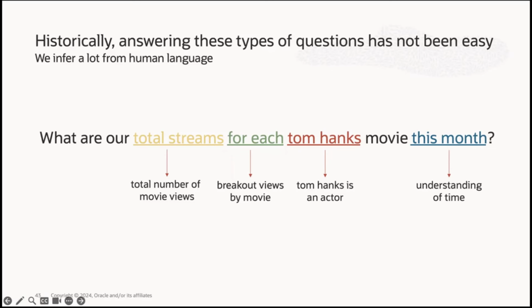So we would ask something like, what are our total streams for each Tom Hanks movie this month, as maybe a manager of the service, but you will never say, what are our total number of movie views? You break the views out by movies, and then the actor is Tom Hanks, and then I want to do it from this date to this day to this day, right? Basically, you are not going to talk like that. You're going to say the phrase that you have there on top, right?